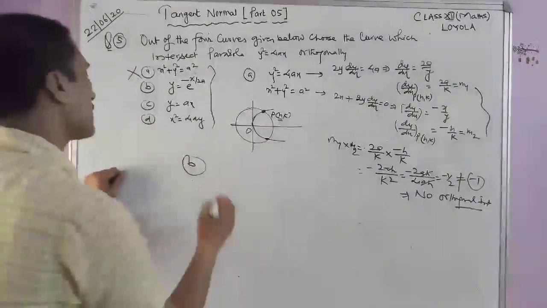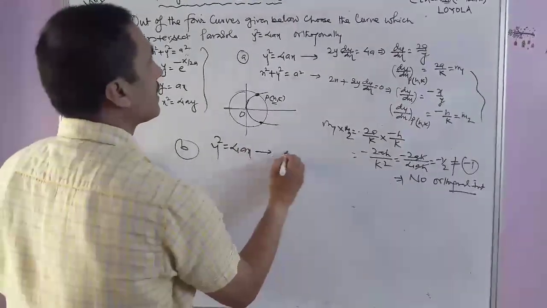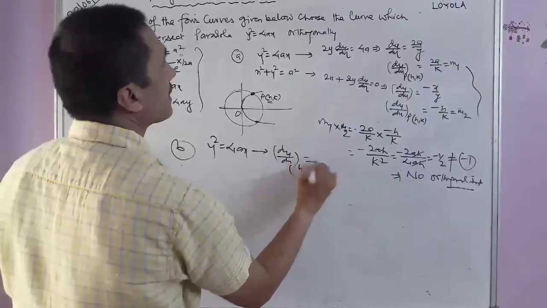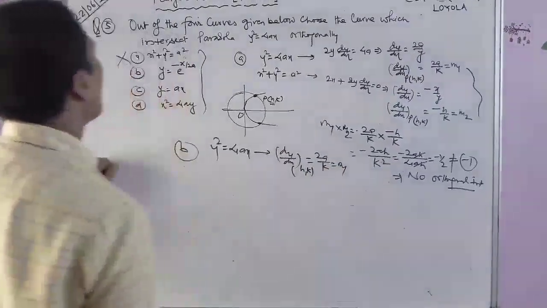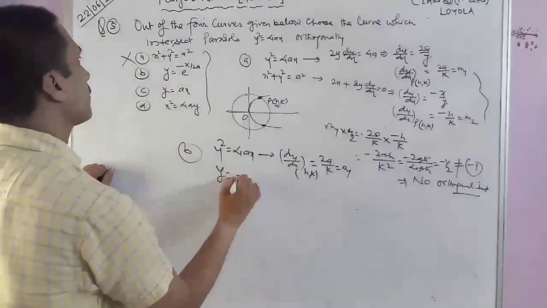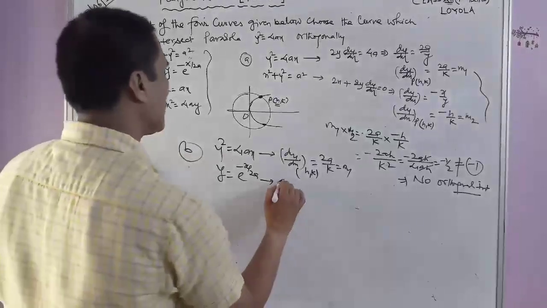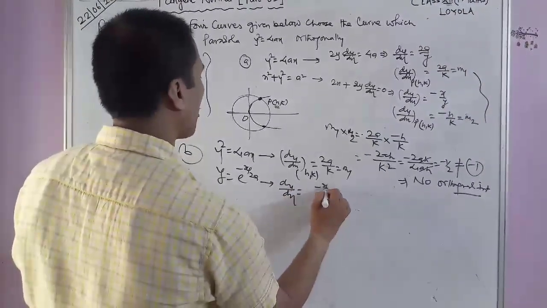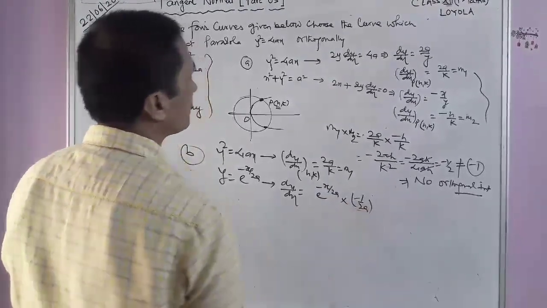Second, y square equal to 4ax. Here dy by dx at hk equal 2a by k, say it M1, and second curve is y equal to e to the power minus x by 2a. In this case, dy by dx equal to e to the power minus x by 2a into minus 1 by 2a.